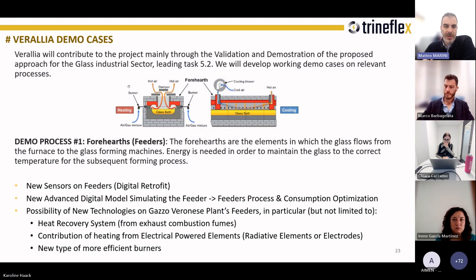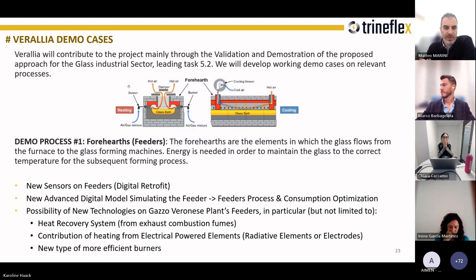So how will we operate on this process? First of all, new sensors will be installed in order to better characterize the process and to allow for the development of a digital simulation of the feeder in terms of its inner physics. We would like to understand how the boundary conditions of the process determine the temperature and the homogeneity of the glass which comes out from the feeder and flows through the glass forming machine.